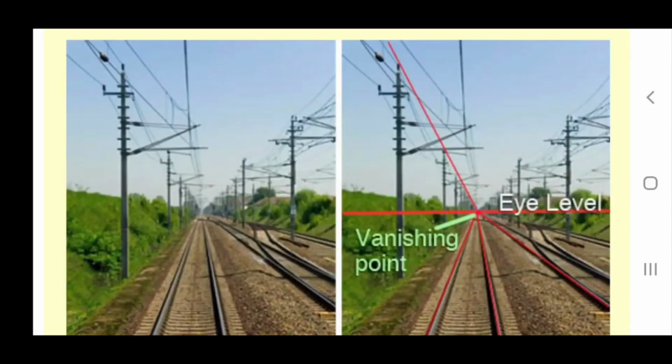Just like these telephone poles. The railroad tracks are flat, and the telephone poles crash to the ground due to perspective.